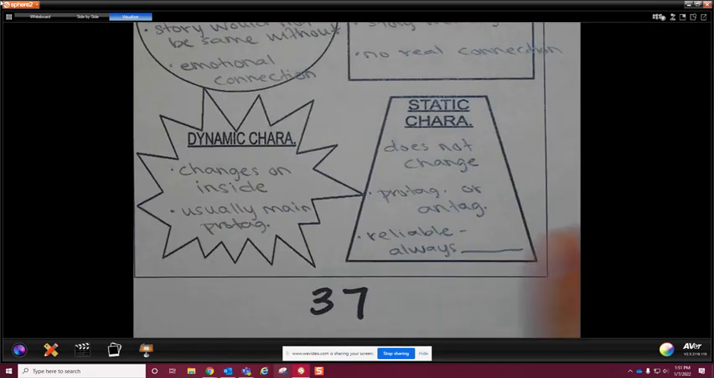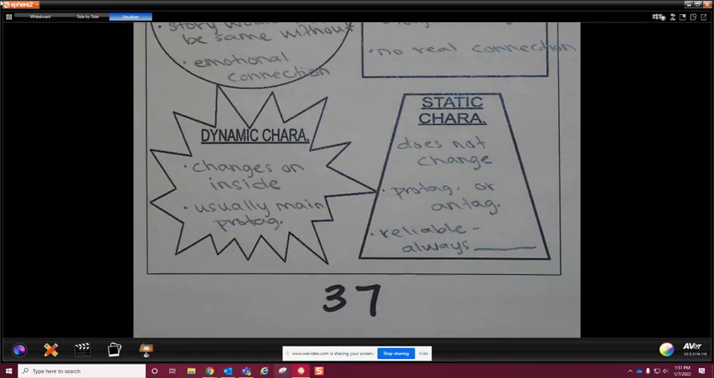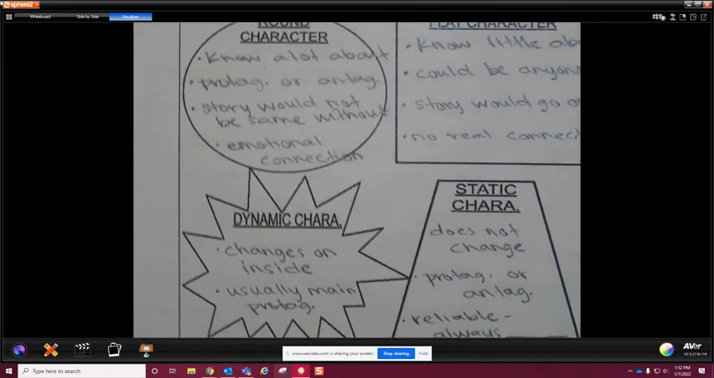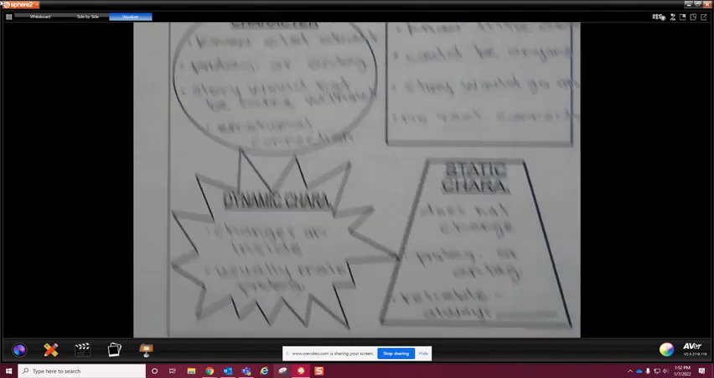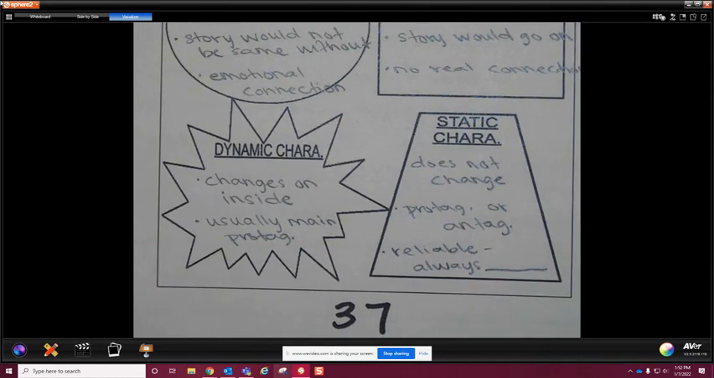All right, the last two that we're going to be looking at is dynamic versus static character. Dynamic character is a character who changes on the inside. So they have something that they were feeling before, but then at the end they change. So, like for instance, if they're scared, now they're brave, or if they were sad, now they're happy. So they change on the inside. This is usually the main protagonist, who kind of just is the main character. A lot of times you're going to see that your main character is going to be a round dynamic character. Okay, a lot of times. Sometimes not so much, but most of the time that's what's going to happen.